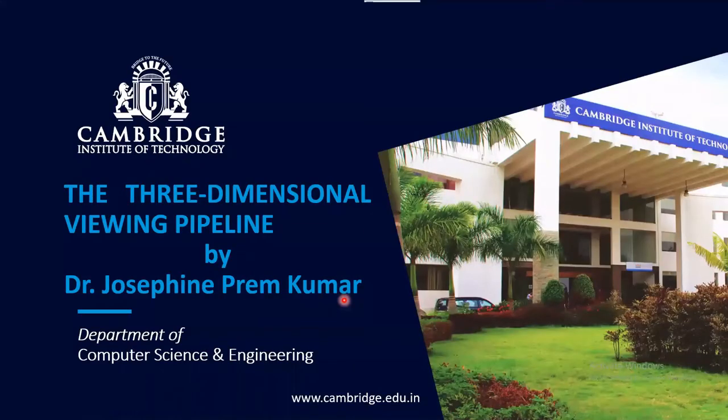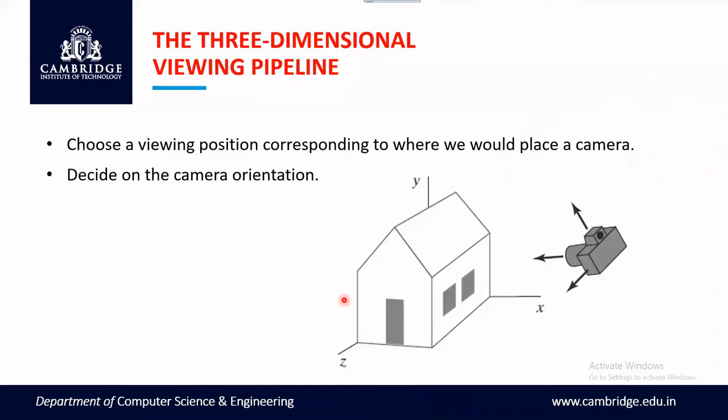Next, we see the three-dimensional viewing pipeline. What is three-dimensional viewing? What is a viewing pipeline? We have already seen the two-dimensional viewing pipeline. So this viewing pipeline gives you the procedure to draw a 3D scene on the screen. Okay, that is a 2D screen.